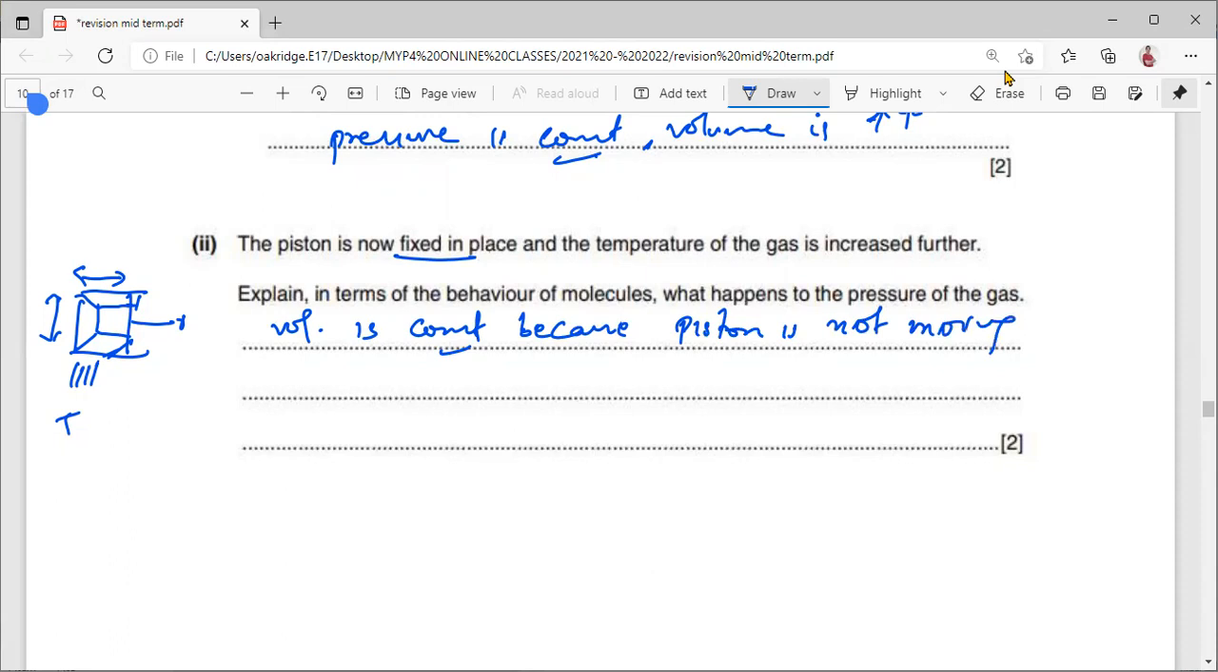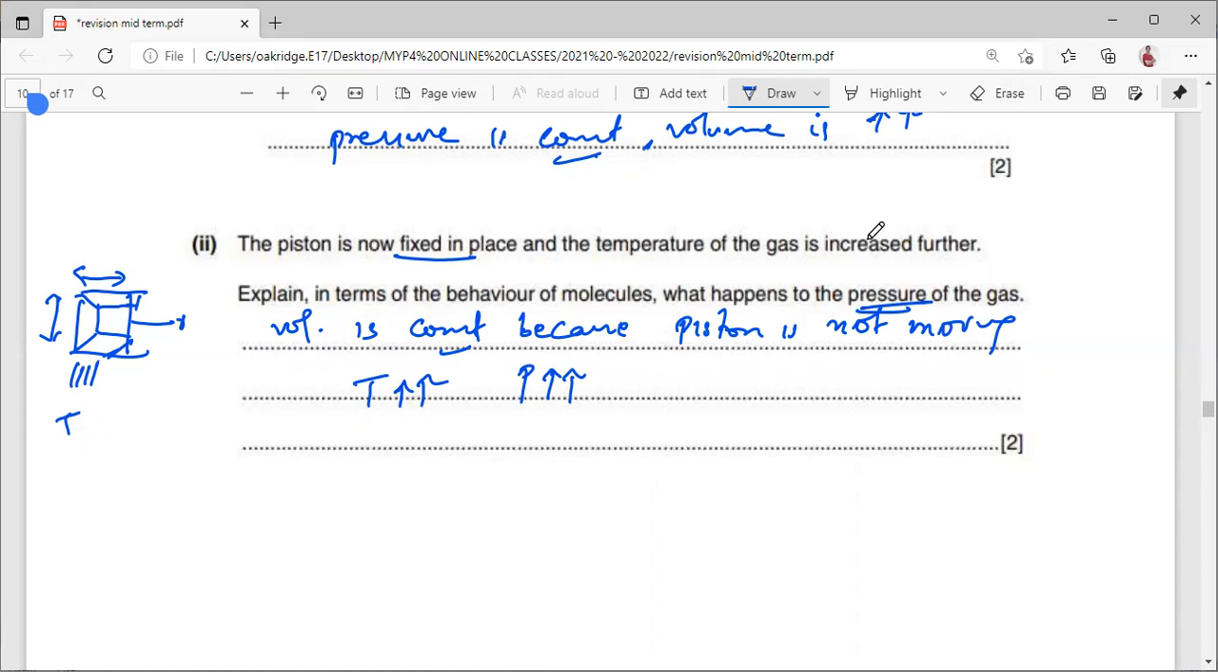When the piston is not moving and volume is constant, if you increase the temperature, then the pressure will increase, right? What happens to the pressure of the molecules? The pressure of the molecules will increase. So you need to write the whole thing. Don't just write temperature increases, pressure increases. You won't get a mark here.